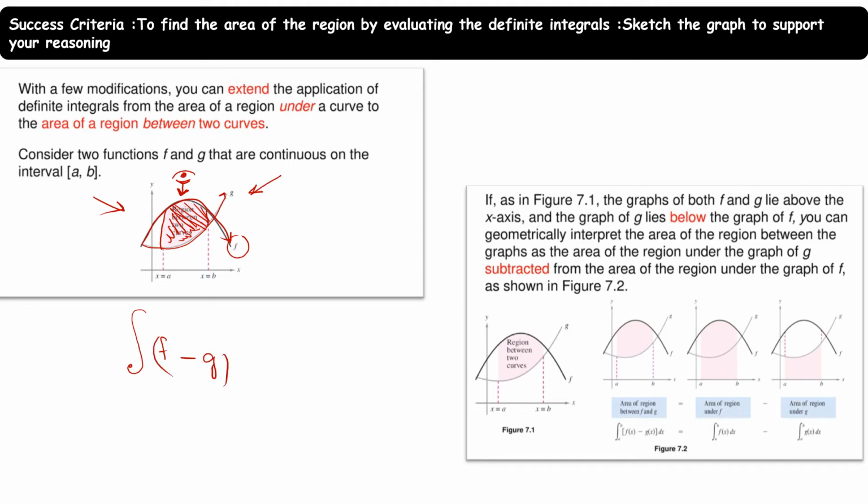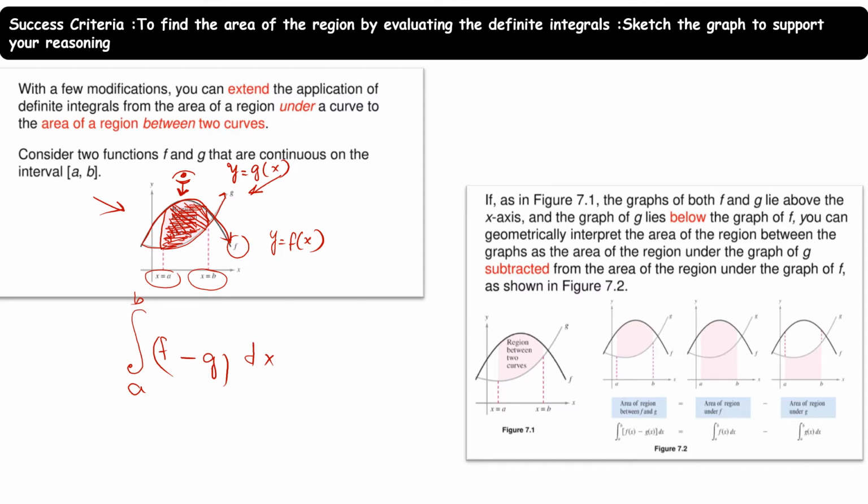Now after that you have to find the upper and the lower limits. Since you are asked to find the area of this pink region, the lower limit is a, and the upper limit of the same function is b. Since you are taking the x values and the equation is written in the form y equals f of x or y equals g of x, you will write dx.